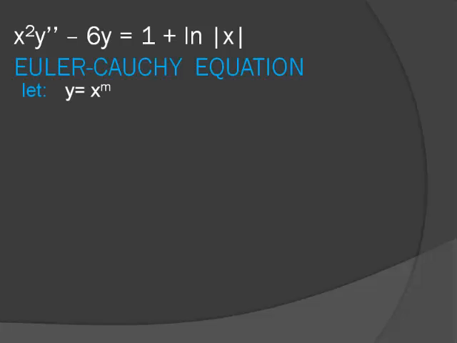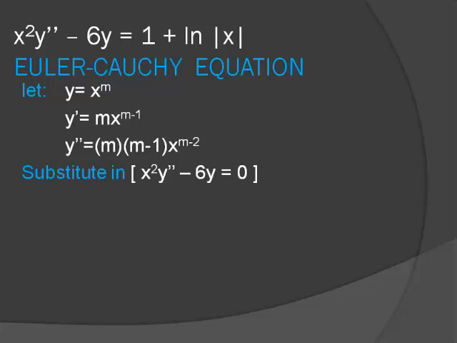So we can let y is equal to x to the power of m, y prime is equal to m times x to the power of m minus 1, and y double prime is equal to m times m minus 1 x to the power of m minus 2. Then we substitute this to our equation. x squared y double prime minus 6y is equal to 0. We let it be 0 so that we can get a solution for our homogeneous form, which is our yc.